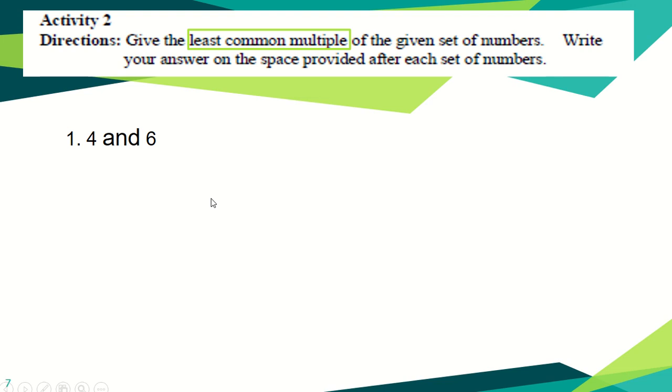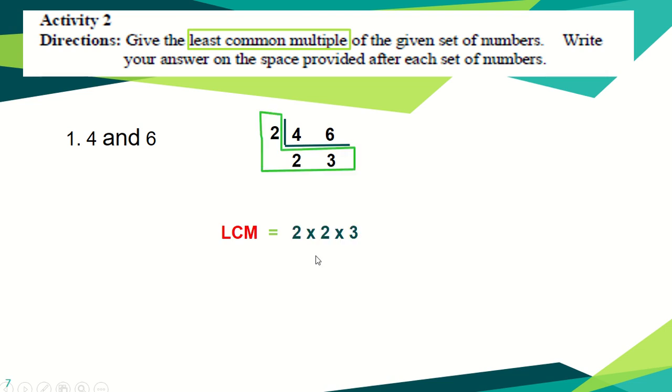Activity 2, give the least common multiple of the given set of numbers. Write your answer on the space provided after each set of numbers. So, for example, 4 and 6. Ano ba yung least common multiple nito or LCM? Naturo ko na to sa inyo. We use the continuous division. Ano yung LCM niya? 2 times 2 times 3. So, the LCM is 12. Ganyan lang yung gagawin nyo sa activity 2. Kaya lang, kailangan talaga ng solution na makikita ko sa inyong answer sheet.